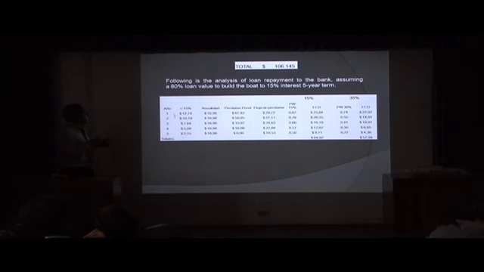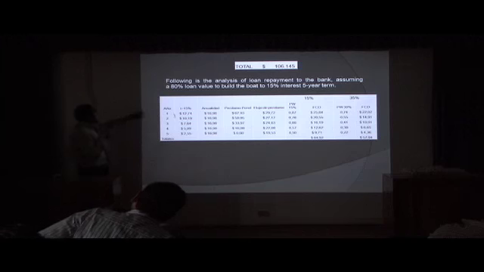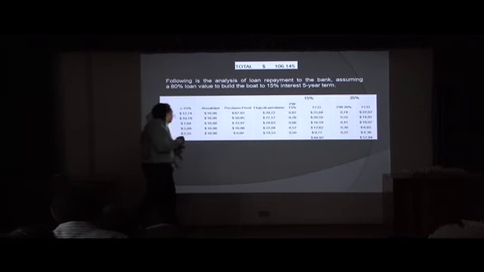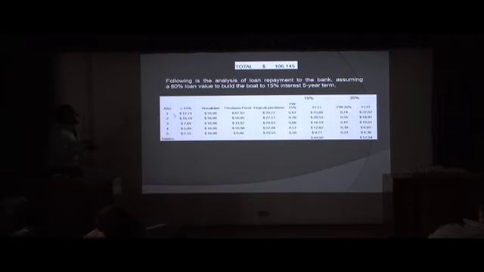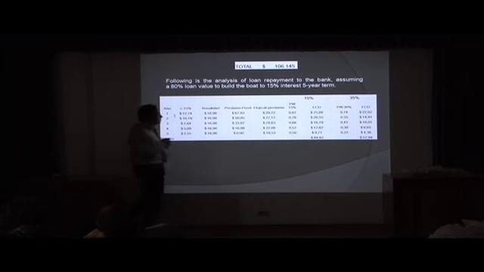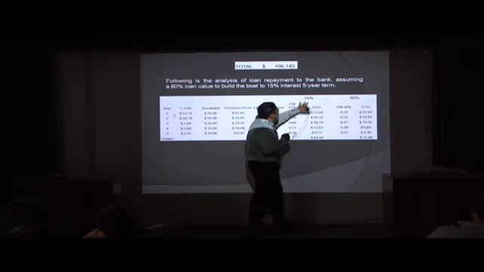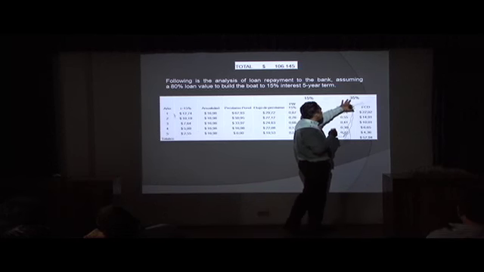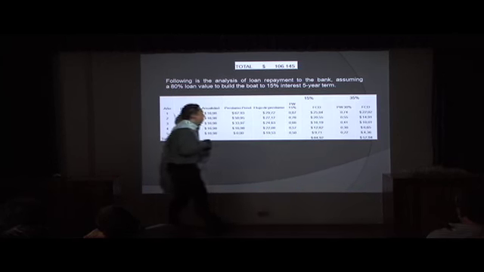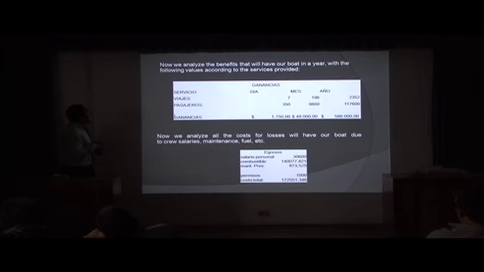Following is the analysis of loan repayment to the bank, assuming an 18% loan value to build the boat, at 15% interest, 5-year term. Totals 15% and 35%. Now we analyze the benefits that our boat will have in a year with the following values according to the service provided.